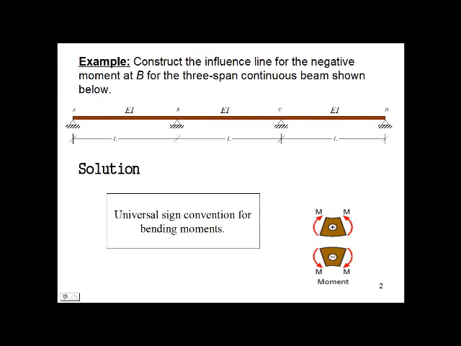This is our example. Here we have an equally spaced 3-span continuous beam, and it's required to construct the influence line for the negative moment at support B. It's very obvious that we are dealing with a prismatic section since EI is constant throughout the length of the beam. The length of each span is L.